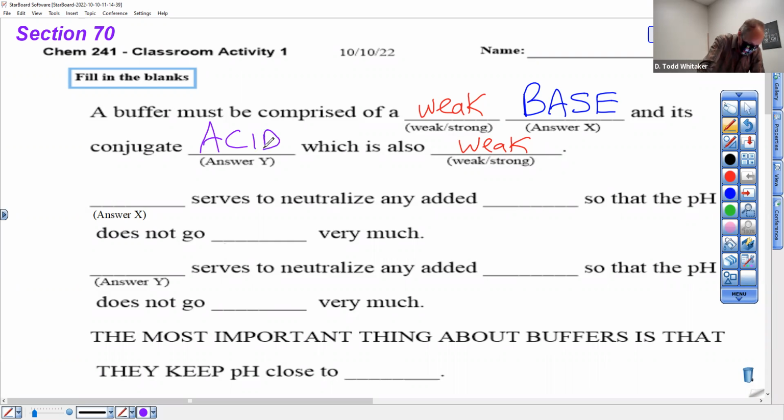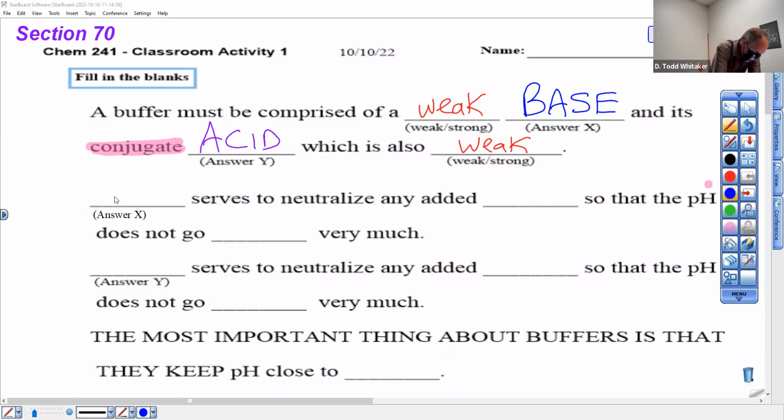So you need a weak acid and a weak base, and they have to be related. They have to be related in what way? Conjugate pair, which means they're different by only what? H plus, also known as proton. Nice.